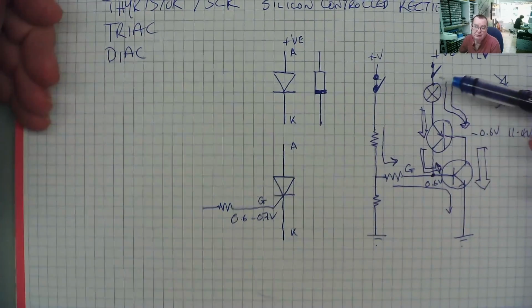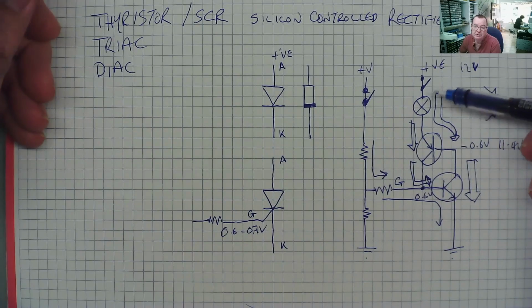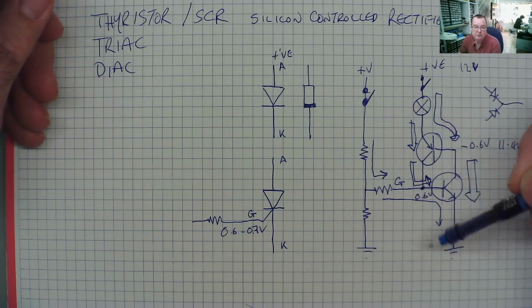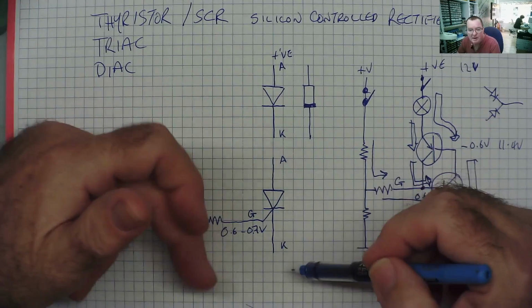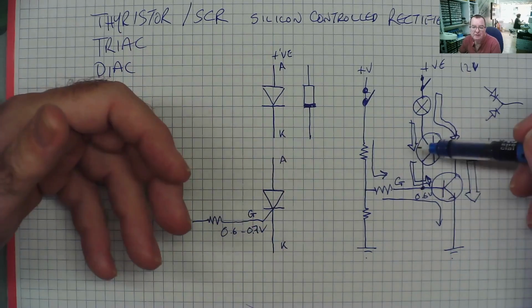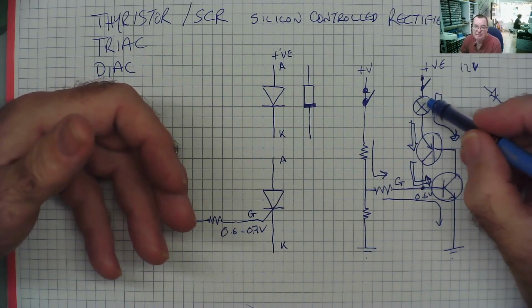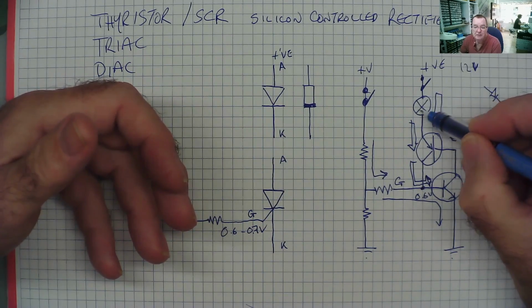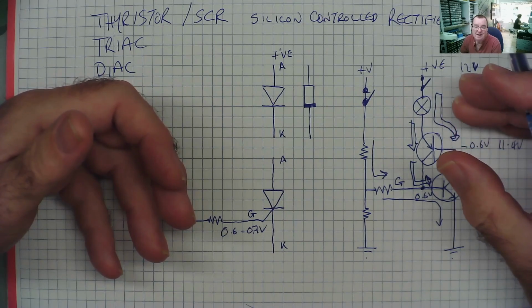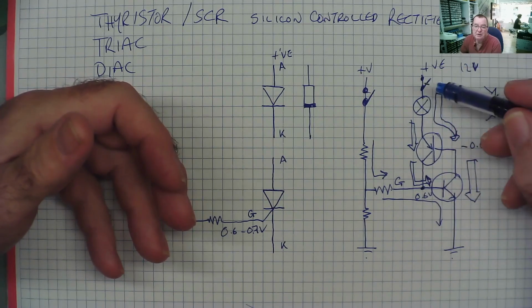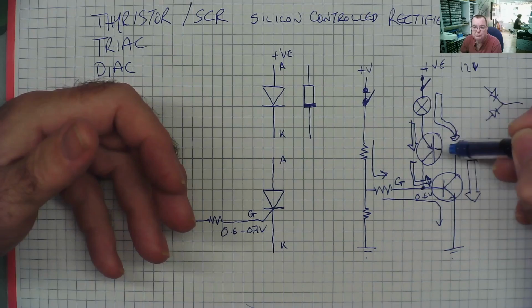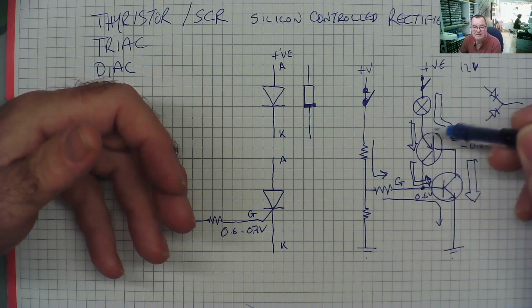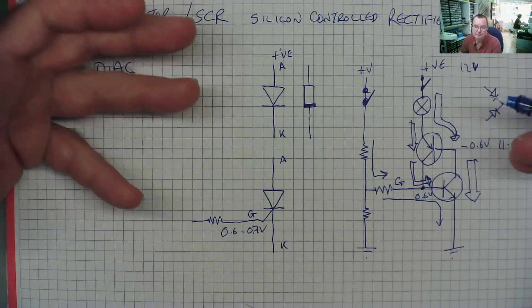I said, and it's true, that when you open this switch, this will stop conducting. But there's actually another way that this can switch off. And that is that if the load here is high enough resistance so that the current is too small to make this latch, it will switch off.